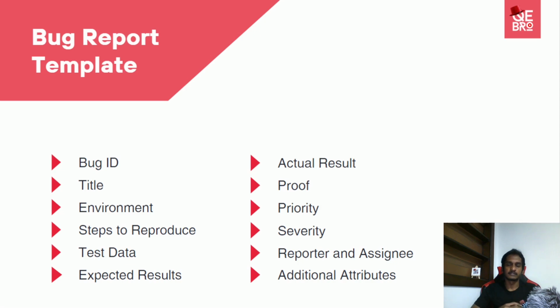Likewise, the assignee will change depending on the status, and additional attributes can also be there depending on your project and your needs. And as I mentioned, status is also needed, because from the status you can see whether it is new, open, closed, in testing, or in development. So these are the important things that should be in your bug report template. As I mentioned, you can add more or remove some based on your need.